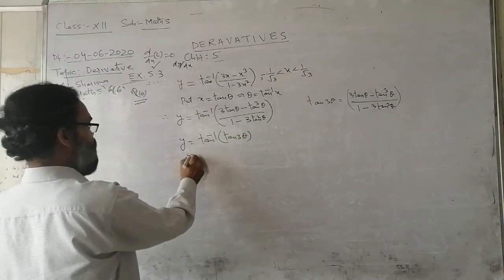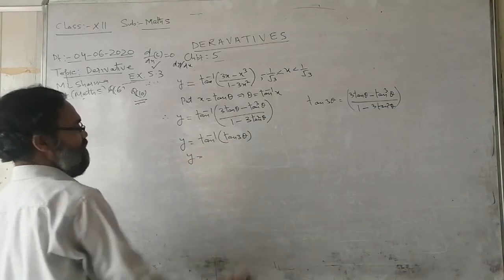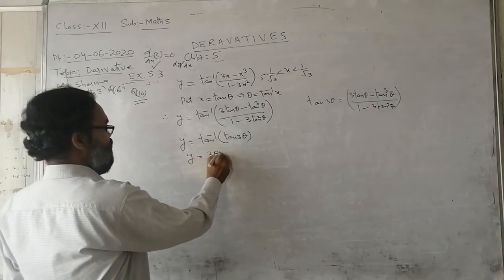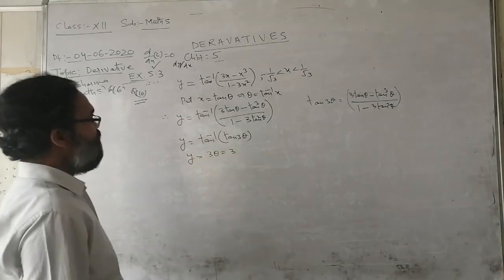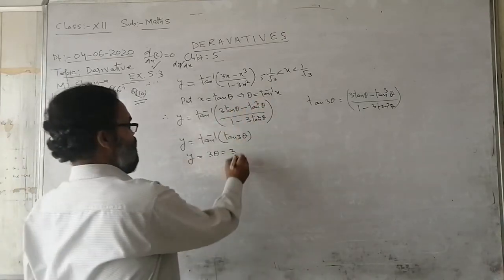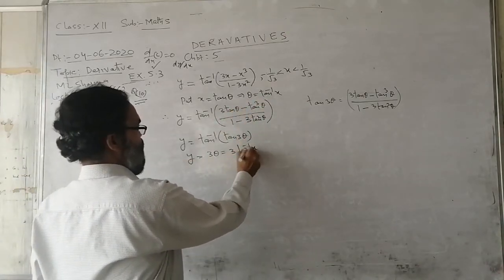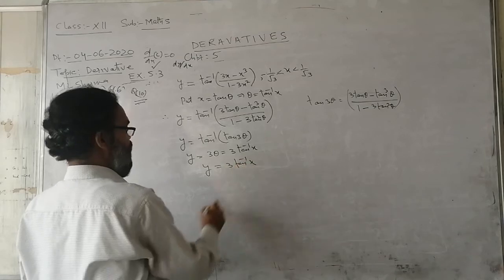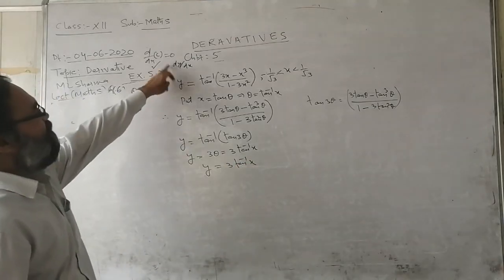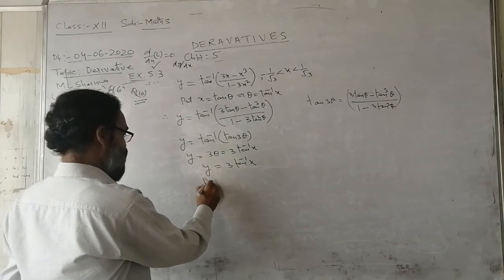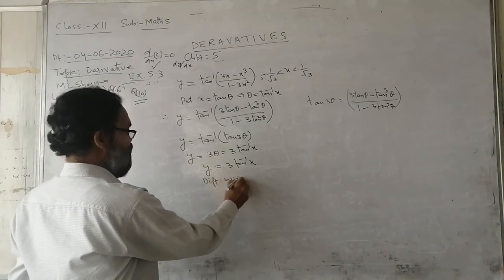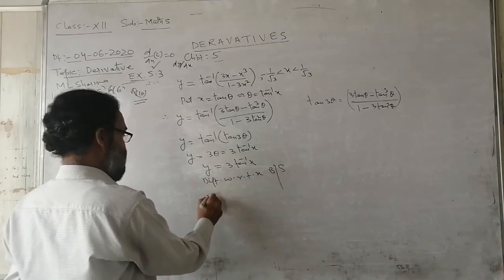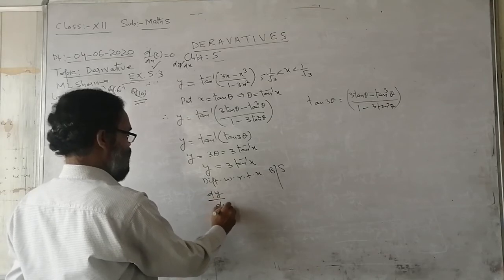Now y will equal to, so this tangent and inverse, they are reciprocal of each other, they will cancel each other. So I will be left with 3 theta, that is 3 into theta, its value is tangent inverse x. That means y equals 3 tangent inverse x. Now I have to find the value of dy upon dx. So now I will differentiate with respect to x both sides. So its derivative will be dy upon dx.